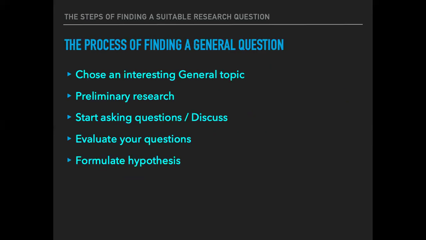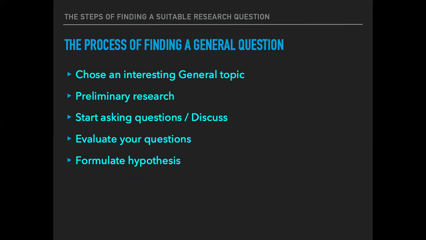So, the process of finding a journal question: choose an interesting journal topic. The preliminary search has to be in the literature, with your peers and your colleagues, your juniors and your seniors in the unit. Start asking questions to yourself. Look at the questions in the literature, discuss it with your unit.